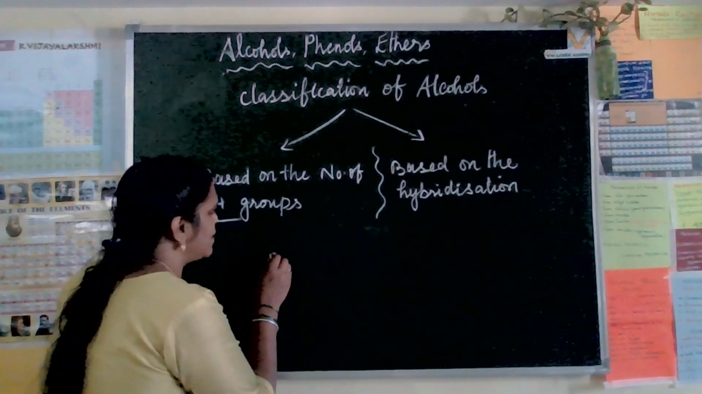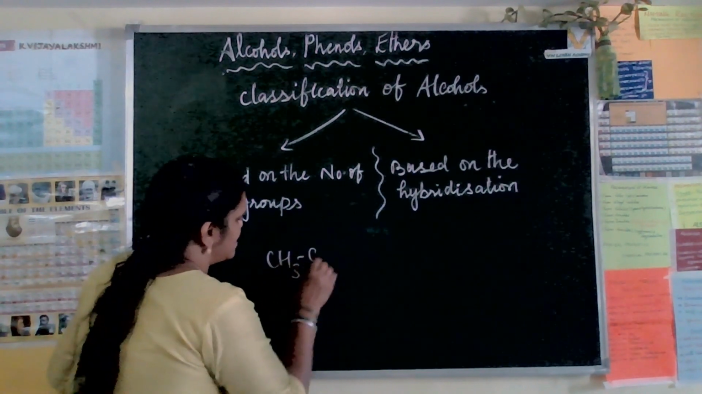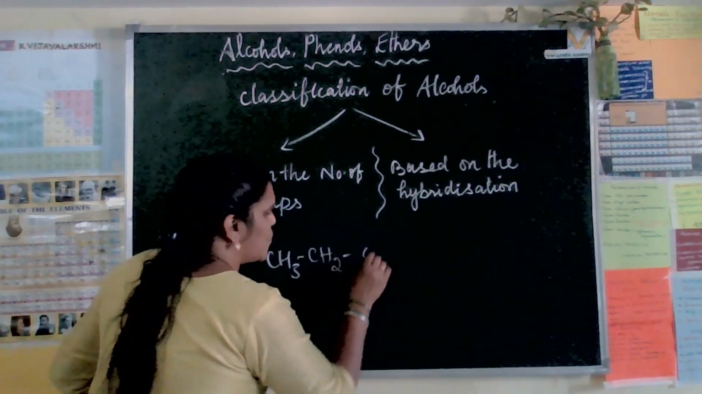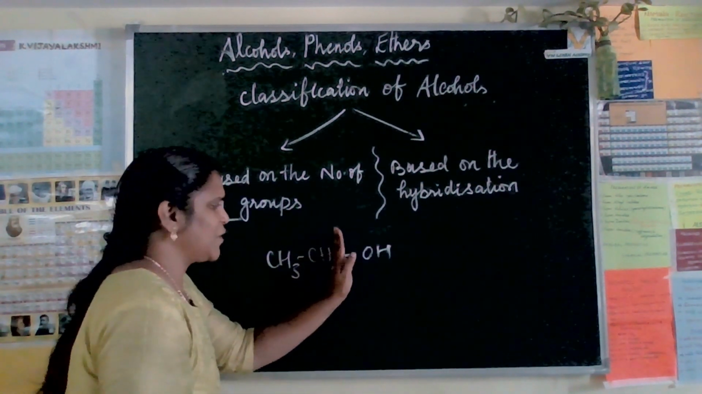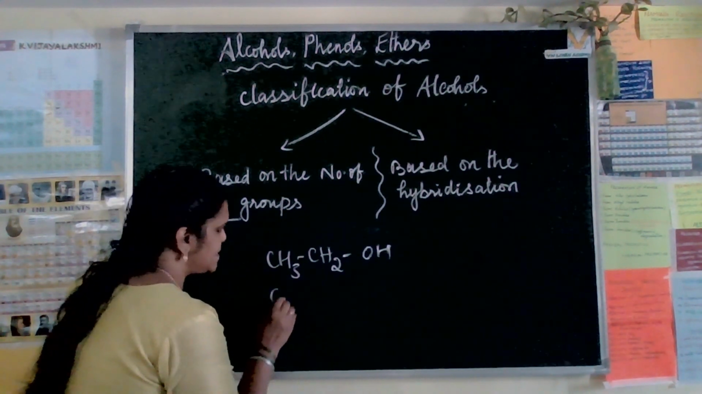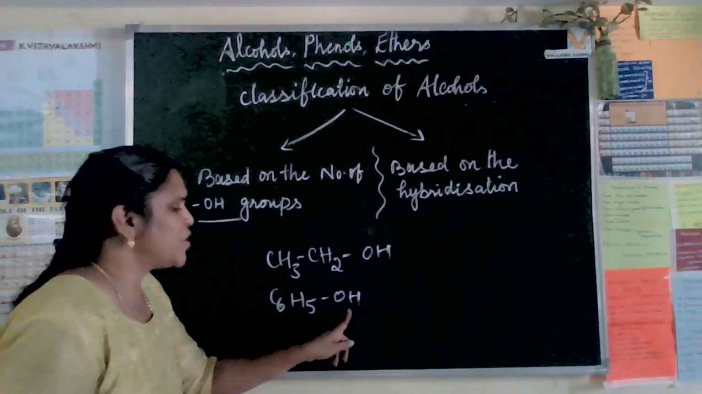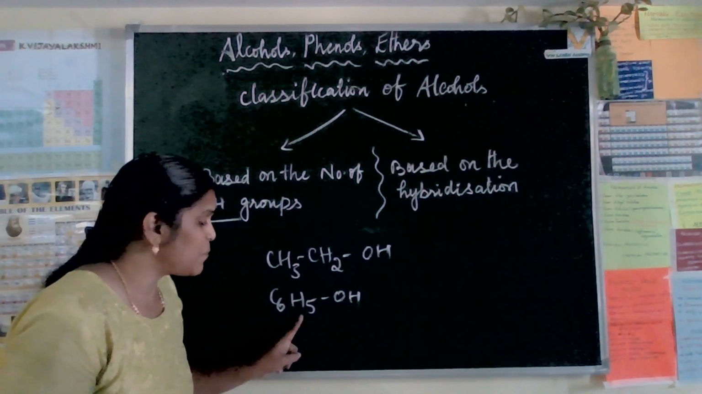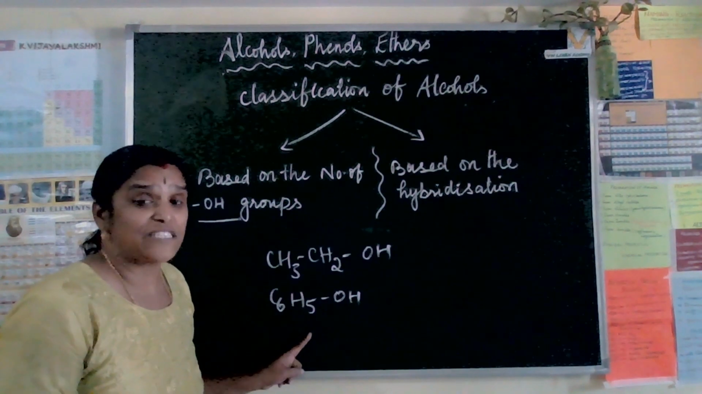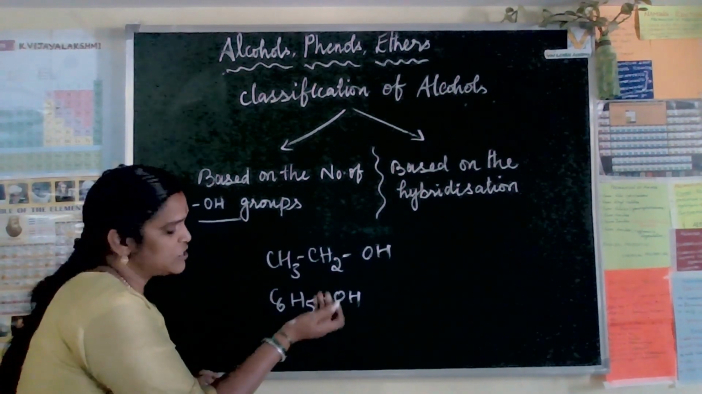Yes, let us go for it. CH3CH2OH. This is an alkyl group attached with OH. It's an alcohol. C6H5OH. This OH group attaches with benzene, with removal of one hydrogen. So that is phenol, and this is an aromatic alcohol also, we can say.